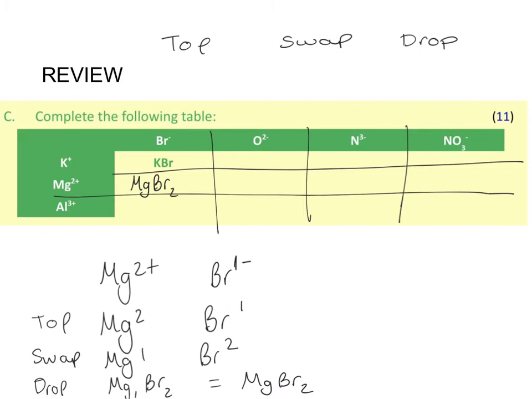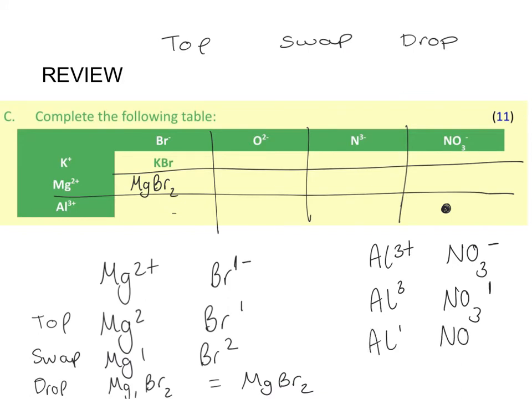So say I was going to do this box by here. So I've got aluminium 3 plus and I've got NO3 minus, okay? So I'm going to do them on the top. So remove the charges. NO3, 1, because it's only 1 minus. I'm going to swap over the charges. Okay, and then I'm going to drop the charges.